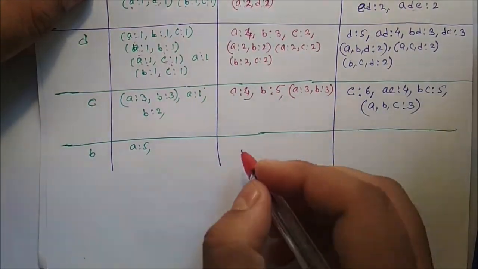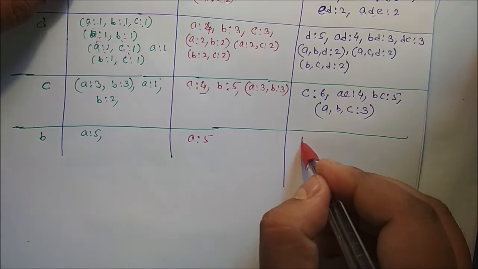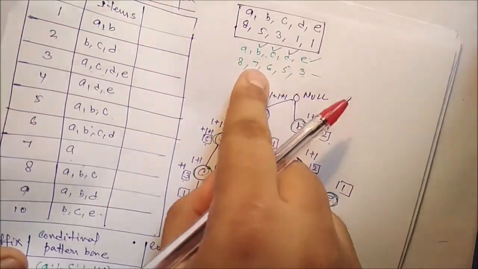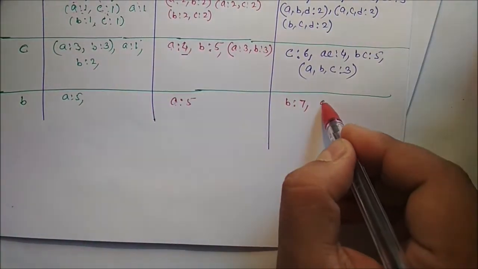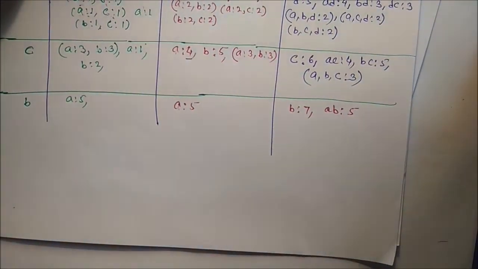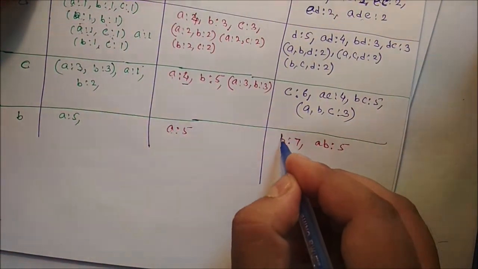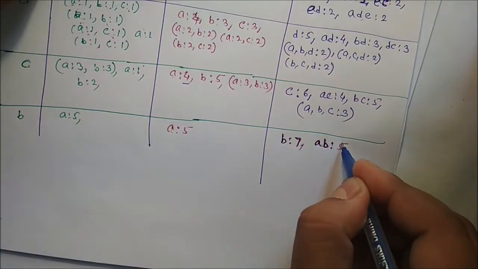So that means here it is what? A must be 5 times. It is frequent. So B must be there. So the frequency of the B is what? It is 7. And A with B frequency must be 5. Okay. So it is 7, and AB it is 5.